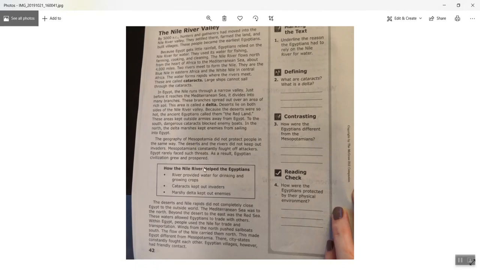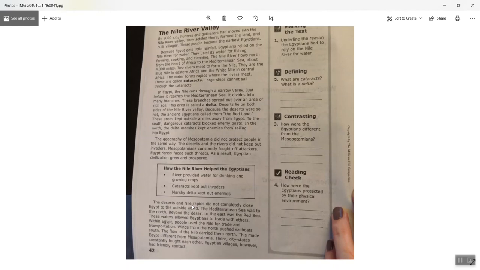How the Nile River helped the Egyptians. The river provided water for drinking and growing crops. Cataracts kept out invaders. Marshy delta also kept out enemies. The deserts and Nile rapids did not completely close Egypt to the outside world. The Mediterranean Sea was to the north. Beyond the desert to the east was the Red Sea. These waters allowed Egyptians to trade with others.